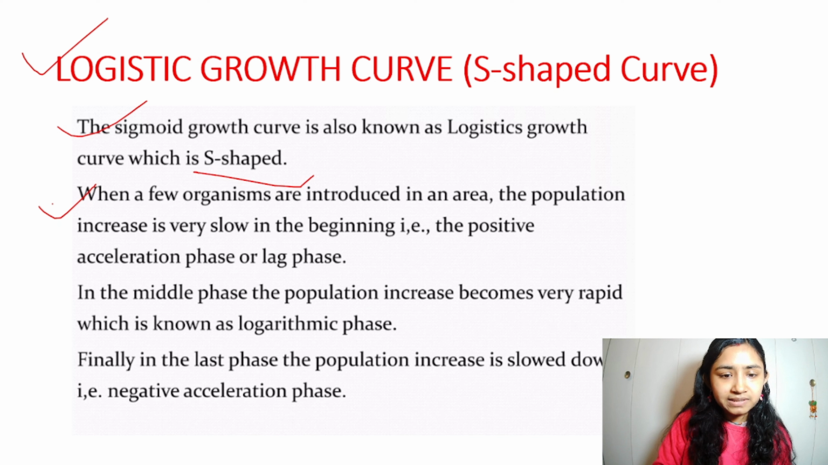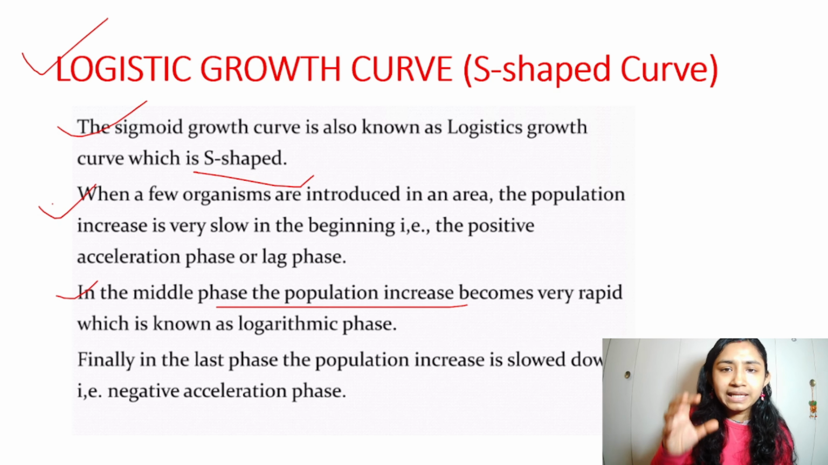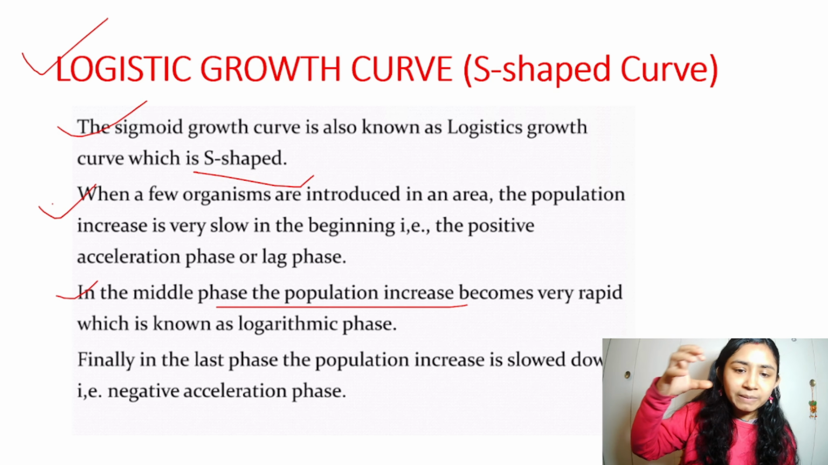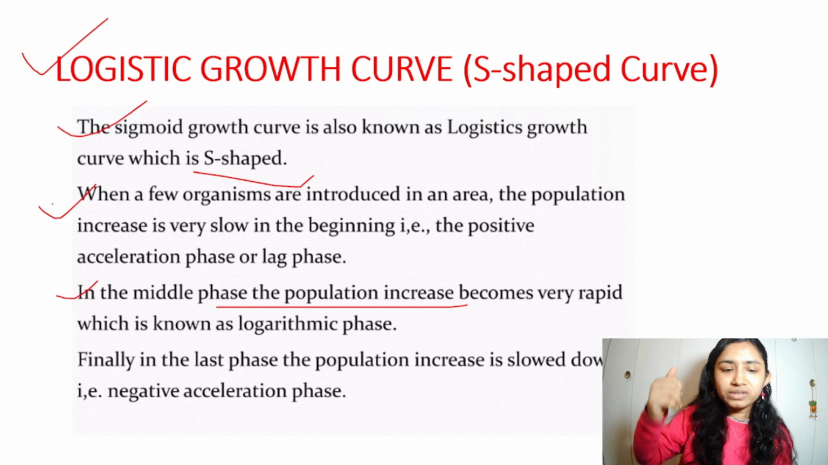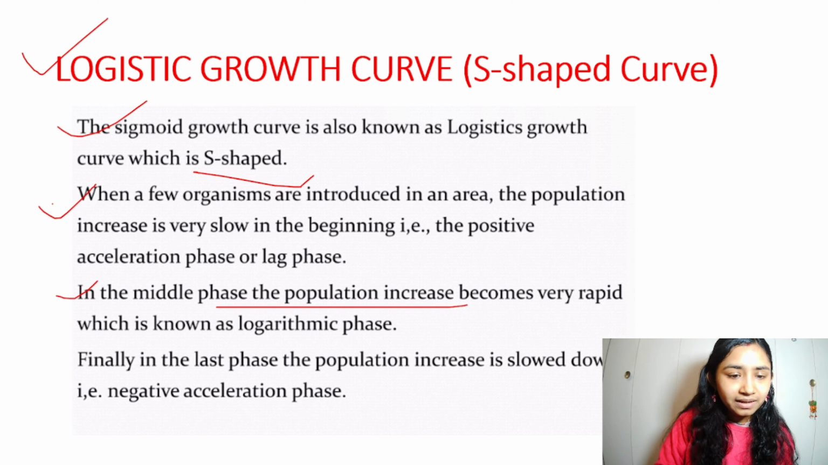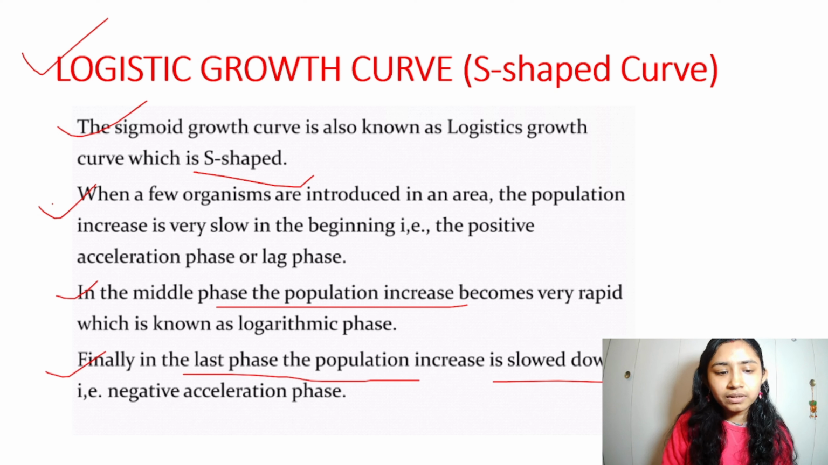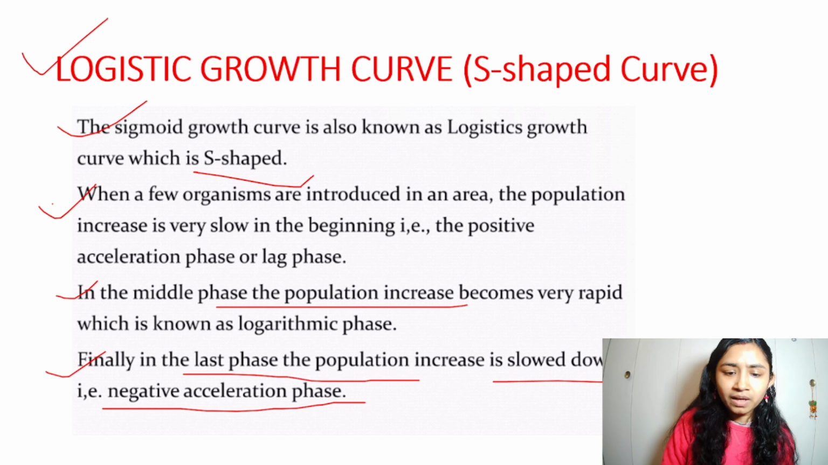In the middle phase, the population increase becomes very rapid, which is known as the logarithmic phase. In the middle, they will eat and they will grow, so growth is rapid. And finally, in the last phase, the population increase slows down; that is the negative acceleration phase. The resources will all be used up and there will be no resource available for the population, so the population will decline.